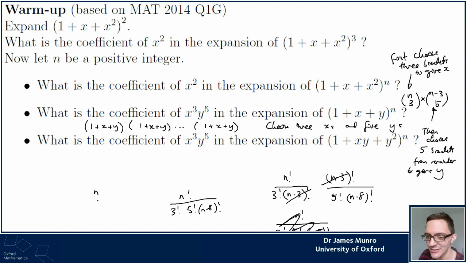This is related to n choose 8 somehow, multiplied by something, because it's not quite n choose 8, because this is not quite 8 factorial. It's this times 8 factorial over 3 factorial 5 factorial. The reason it's not just n choose 8 is because we're choosing 8 special brackets to not be 1, but then we've got a choice inside there of which ones to take an x from and which ones to take a y from. I suppose that's a different way of thinking about it. It's n choose 8 times 8 choose 3.